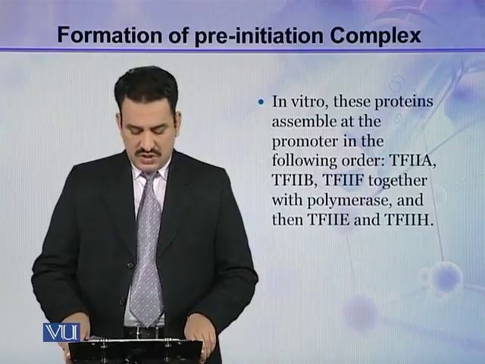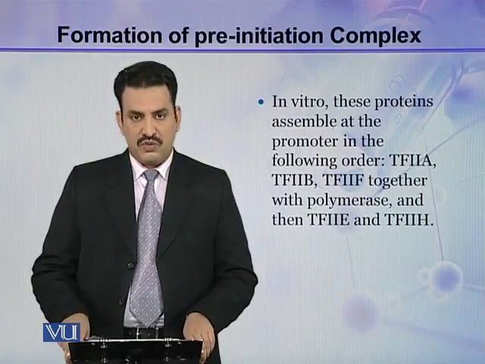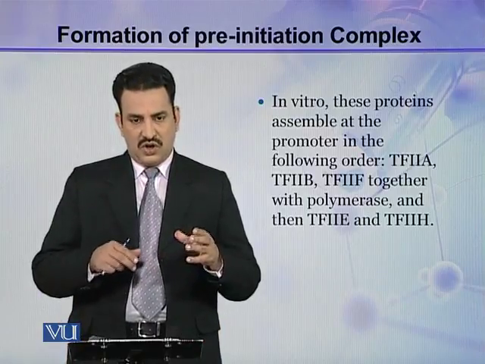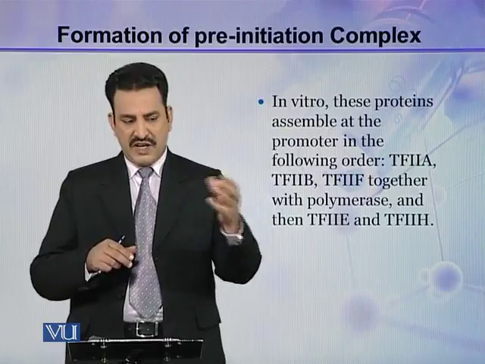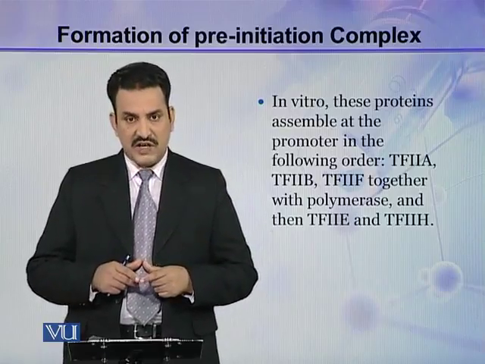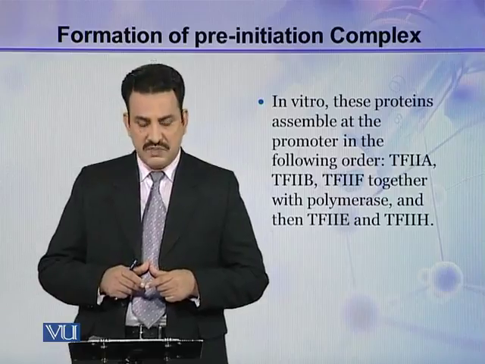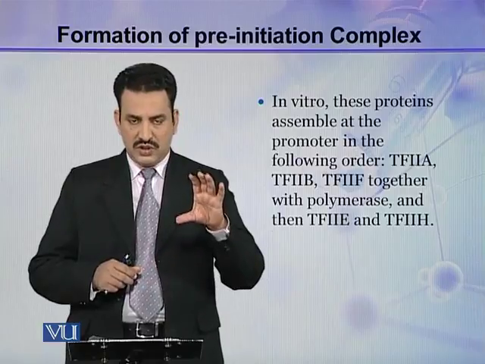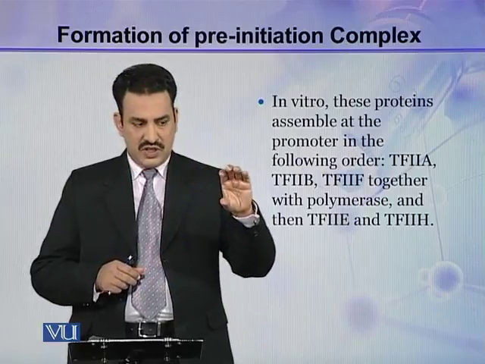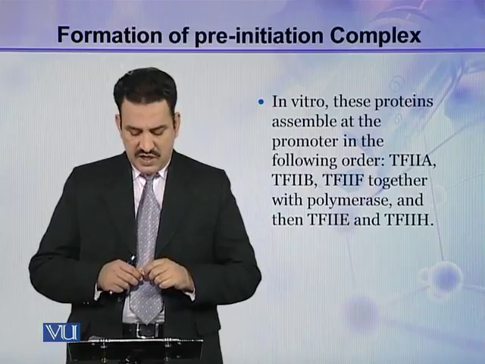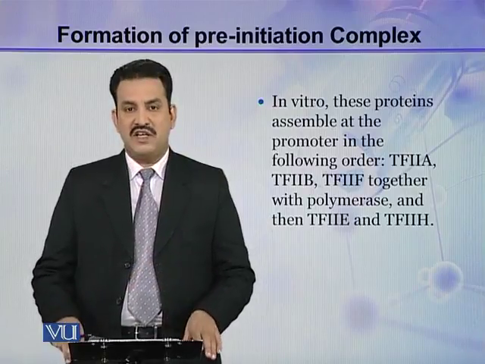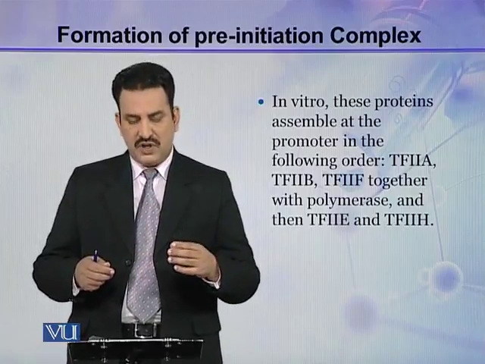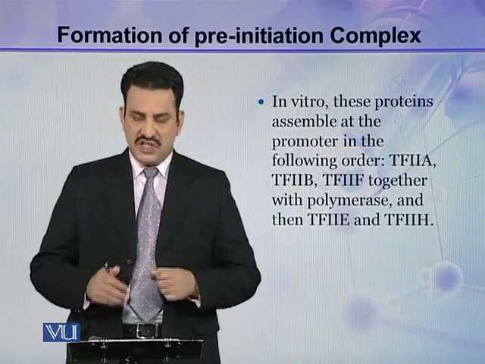In vitro, these proteins assemble at the promoter in the following order. So what is the order of binding to the DNA? First of all, TFIIA binds, then TFIIB binds, then TFIIF together with polymerase. Both TFIIF and polymerase come and bind, and then TFIIE and finally TFIIH. So this is the sequence of binding of these factors at the DNA.